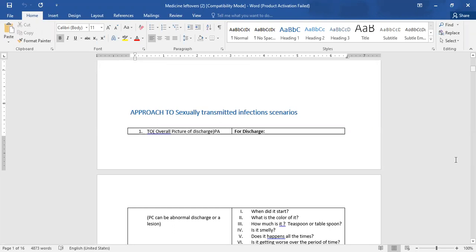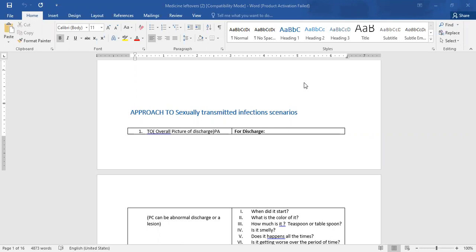So first of all, you have to keep this in mind. These scenarios can come in different forms. For example, it could be the first initial visit of the patient, or it could be a follow-up visit in which you are supposed to explain the test results to the patient. And the second thing is, a patient with an STI can present in two ways. He or she can have an abnormal discharge, or they can present with a lesion in the private parts. So in both kinds of situations, you need to be prepared for these scenarios.